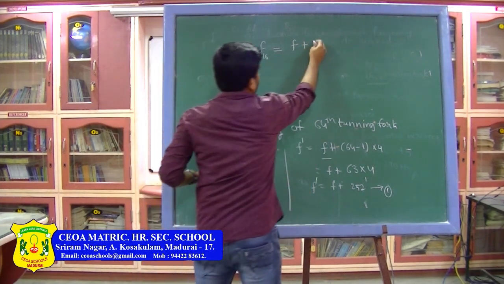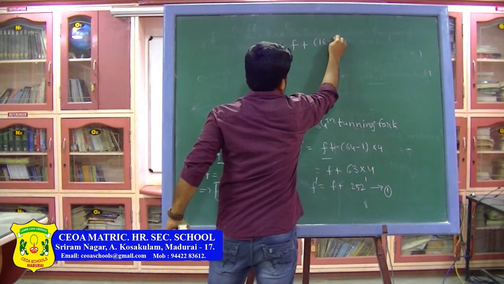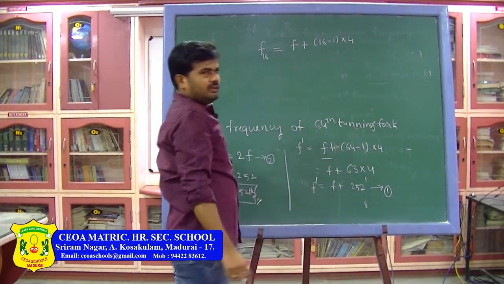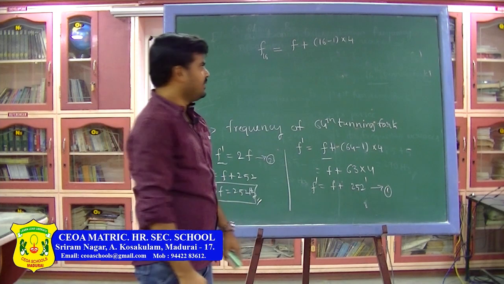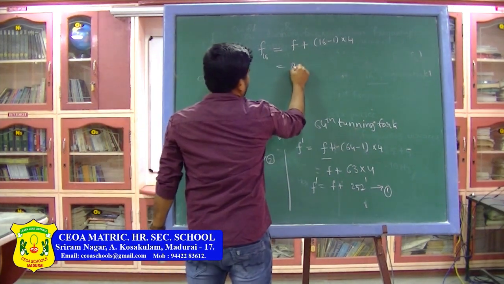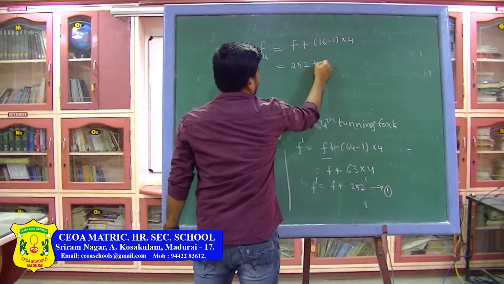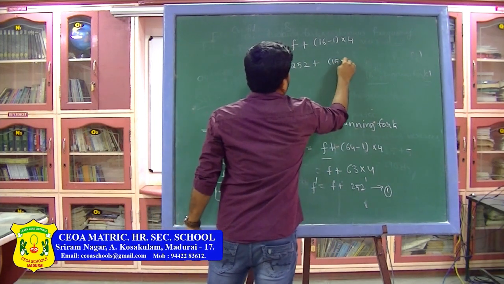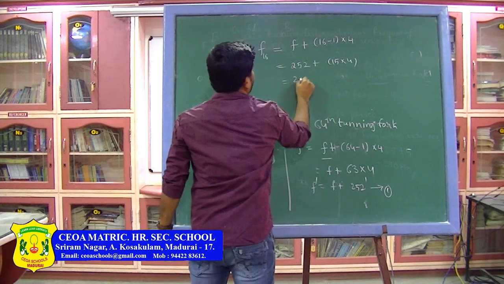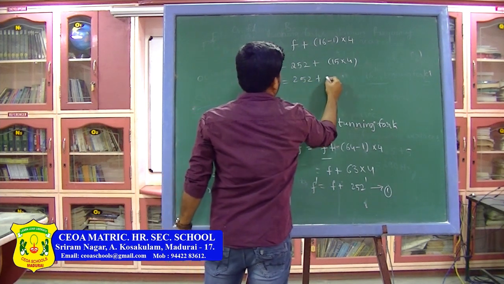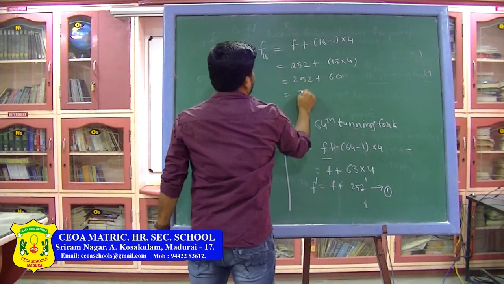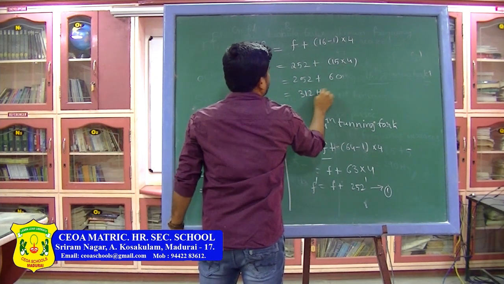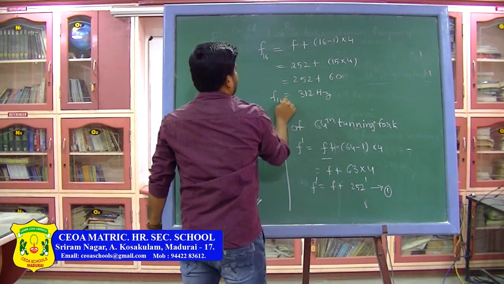So, the first frequency plus 16 minus 1 into the number of beats which they are forming with the next tuning fork, that is 4. The answer will be the f value 252 that we calculated plus 16 minus 1, 15, into 4. So, 252 plus 15 4s are 60. So, it will be 312 Hz. This is the answer for this problem.